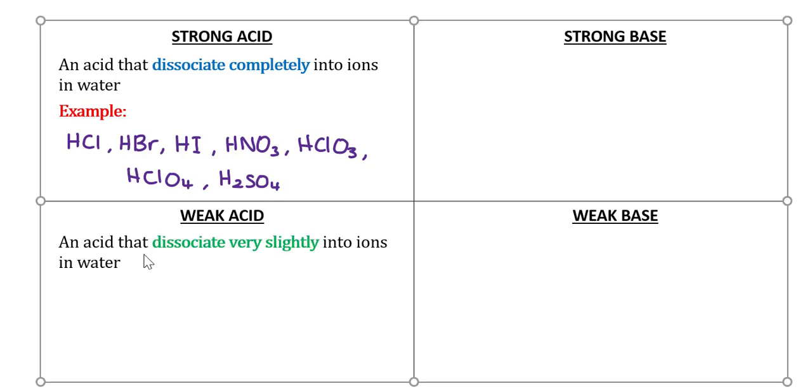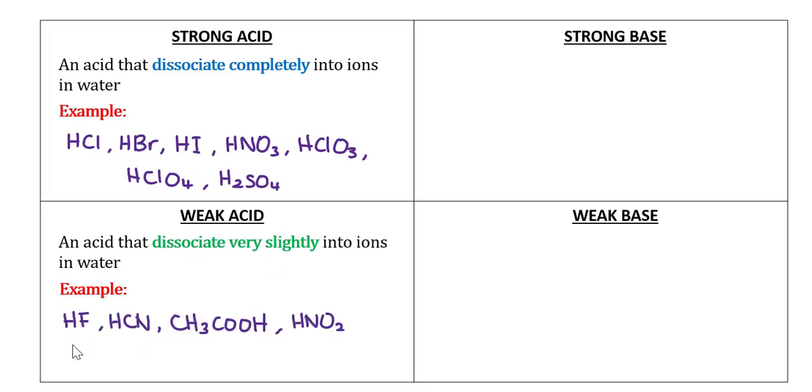acid. While a weak acid is an acid that will dissociate very slightly into ions in water. Examples of common weak acids are hydrofluoric acid, hydrogen cyanide, acetic acid, and nitrous acid.